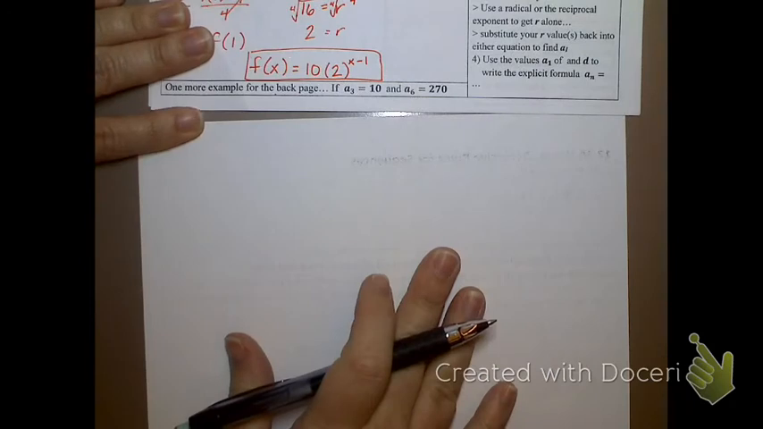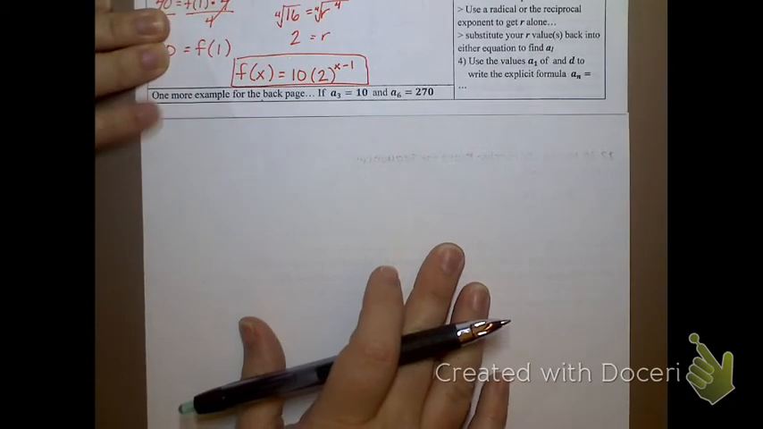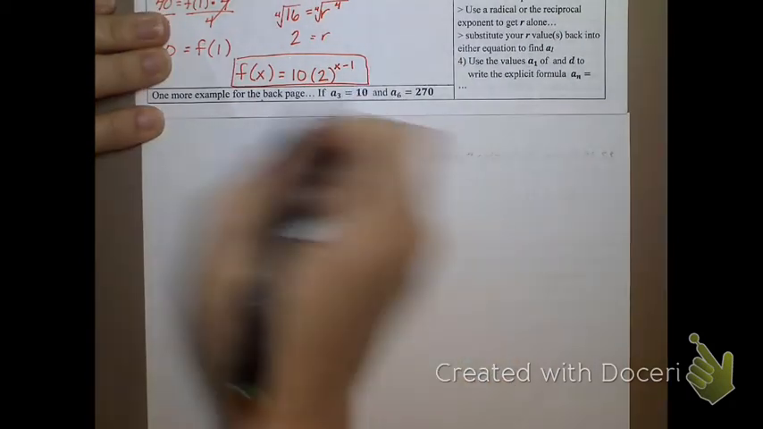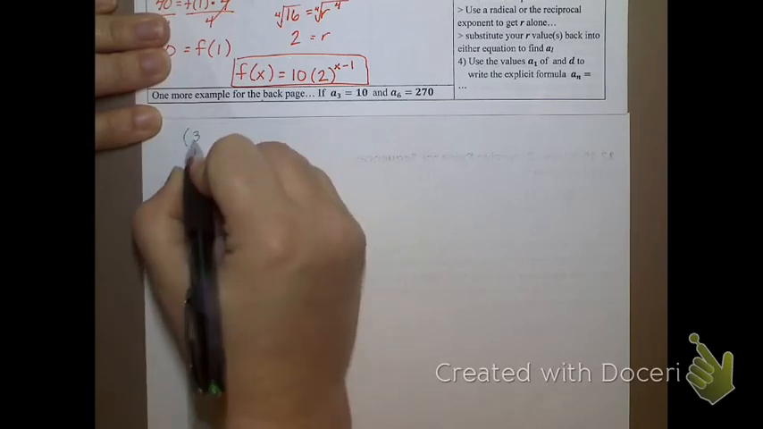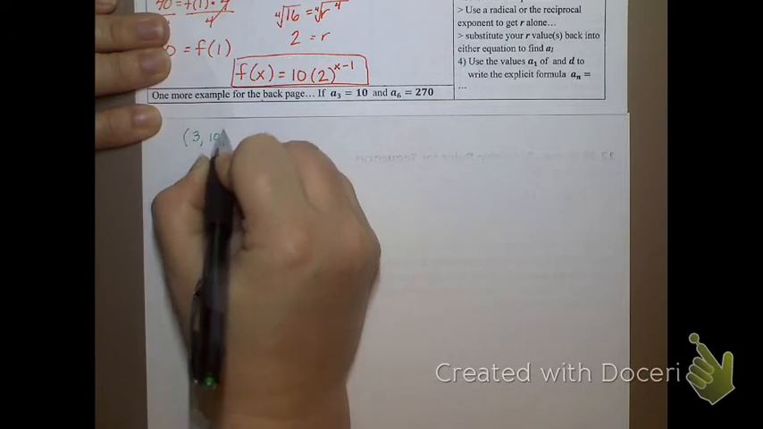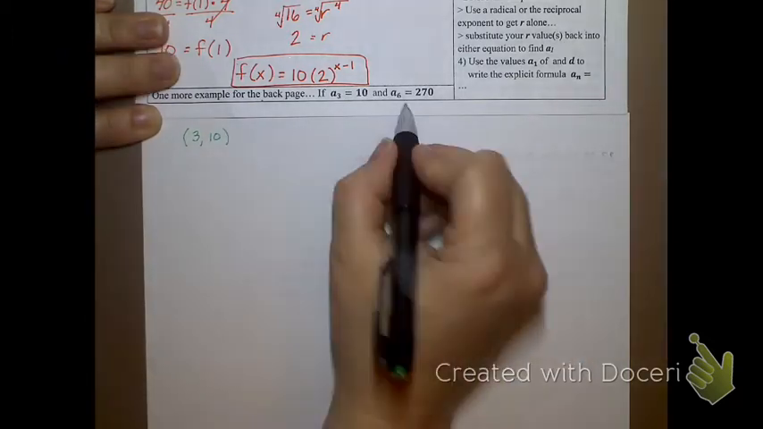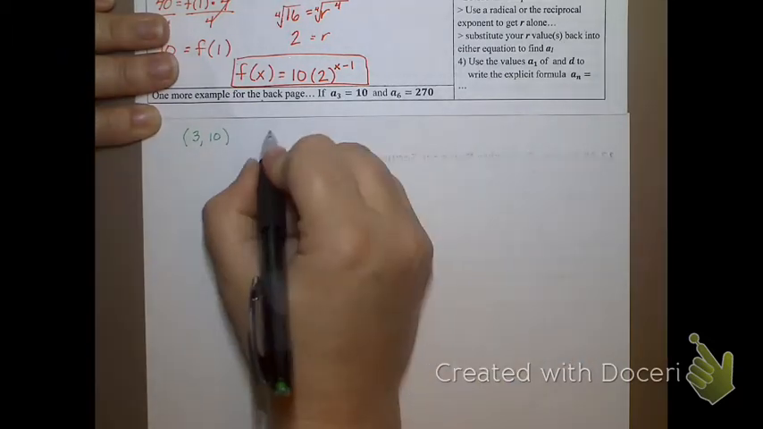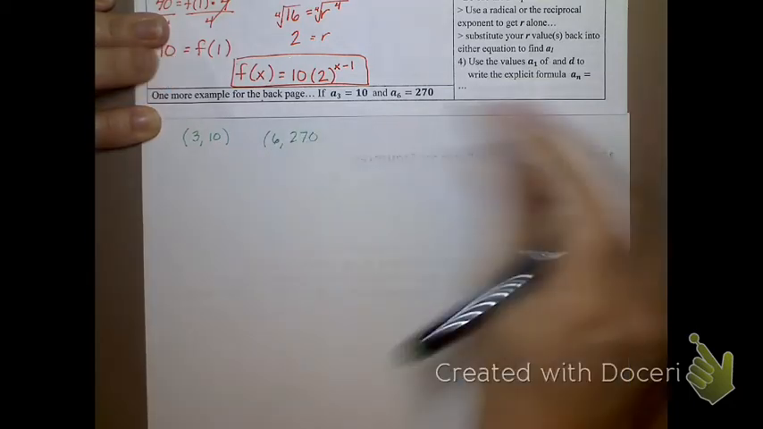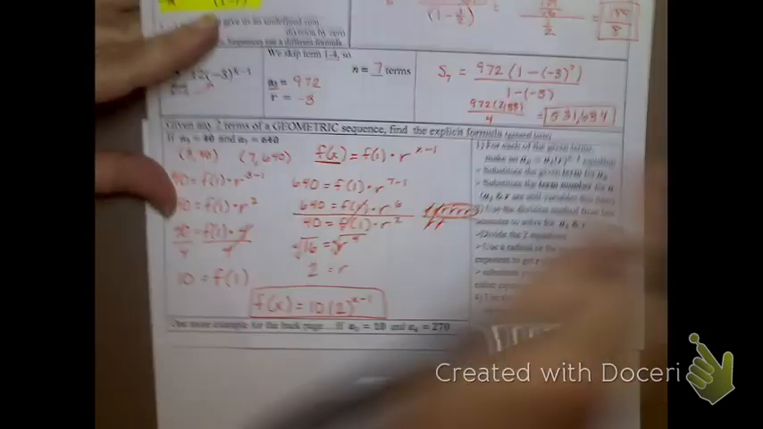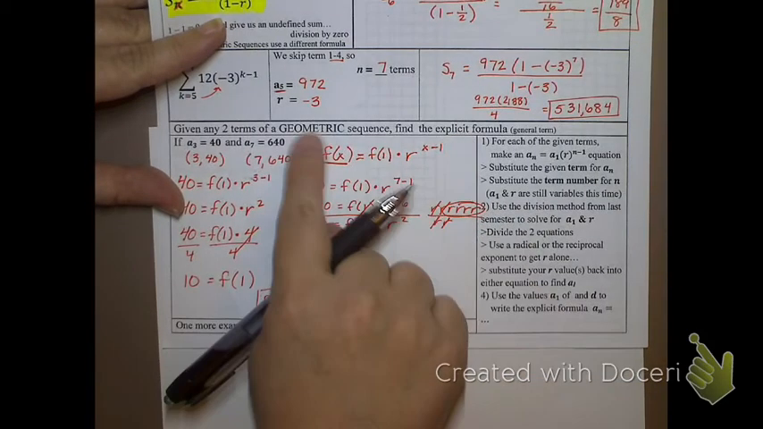So they're telling me, again, this is the last problem on the 12.2b notes. So I'm just going to do it on the back side of the notes you were just given. They're telling me that a of 3 equals 10. In other words, I have a point, what? 3, 10. And I have another point that's what? 6, 270. And they want me to write the explicit formula of the geometric sequence.